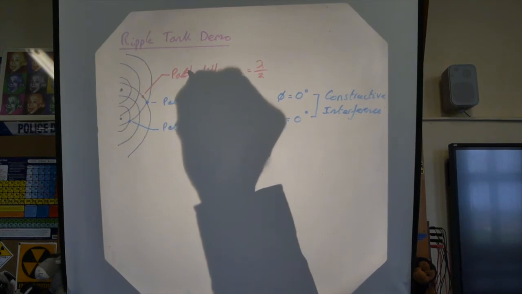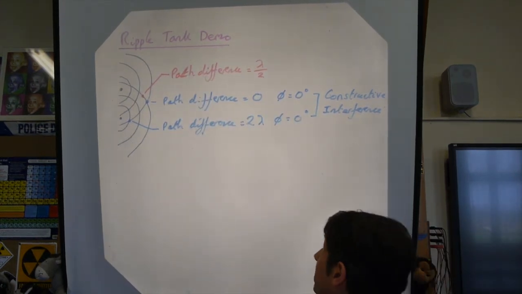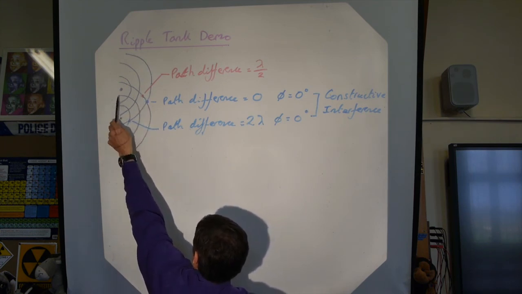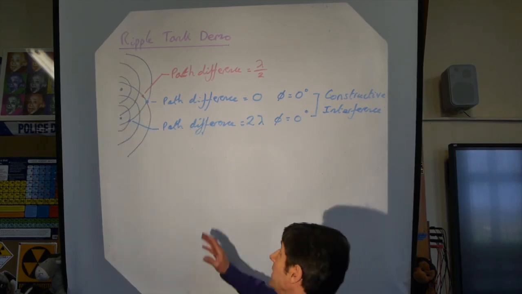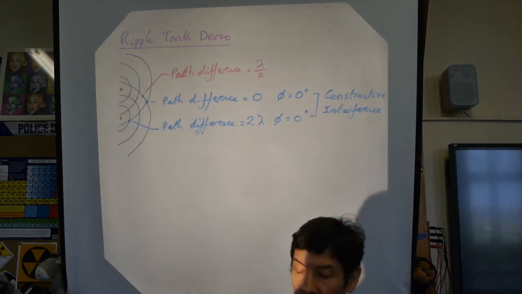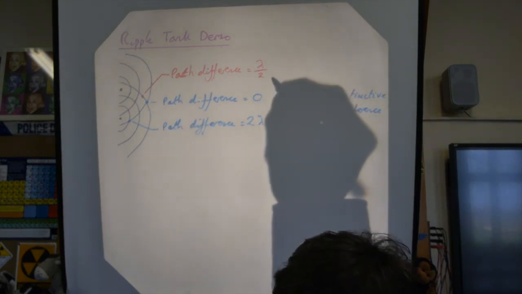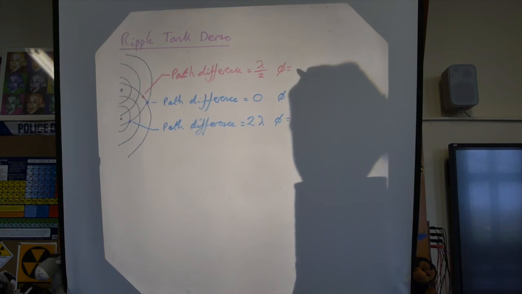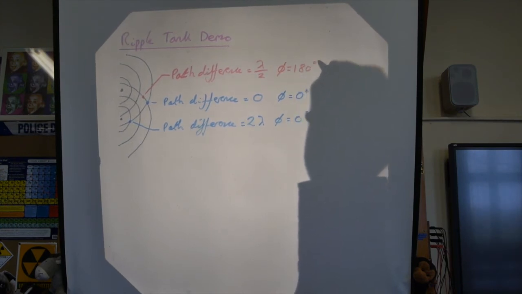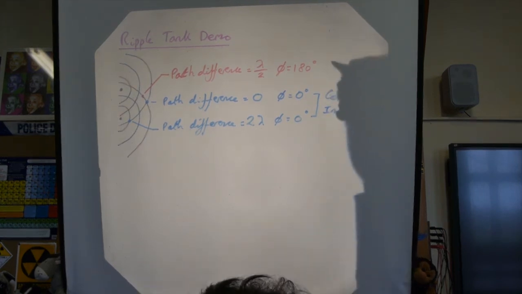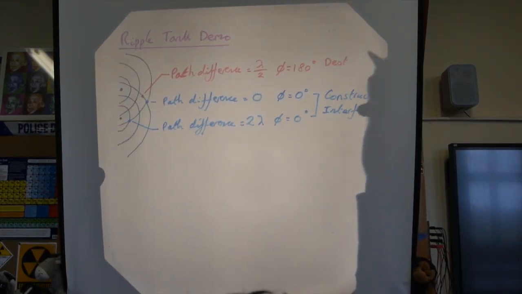And if we've got a path difference of lambda over two, you could see that maybe we've got a peak from the bottom one and a trough from the top one, and then it's going to be a peak from the top one and a trough from the bottom, etc. Okay, half a wavelength out of phase, so the phase angle here, phi, is pi, or 180 degrees, and I hope you're aware now that that is exactly what we need for destructive interference.